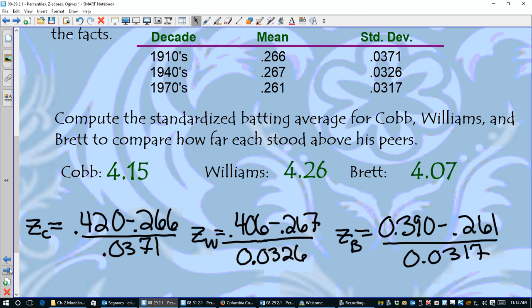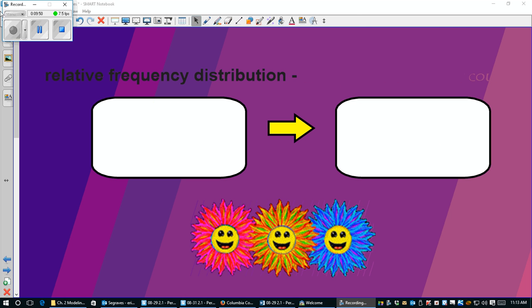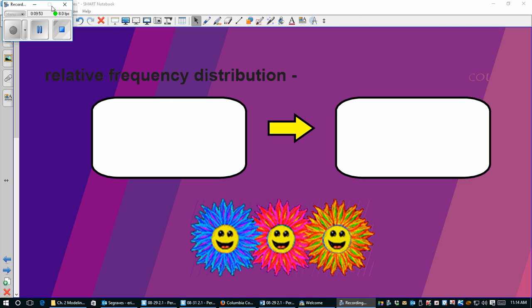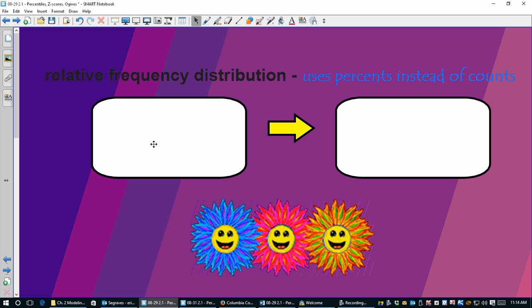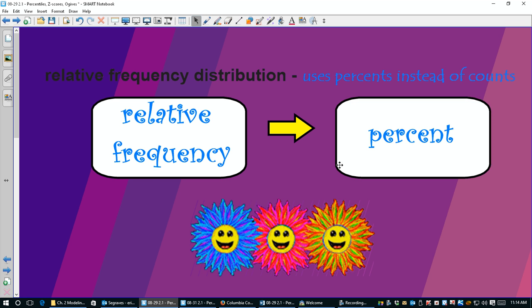Now let's talk about a relative frequency graph. This uses percents instead of counts. And we've constructed a relative frequency table. The way we did so is by taking our frequency and dividing it by the total number of observations that we had and constructing percents.